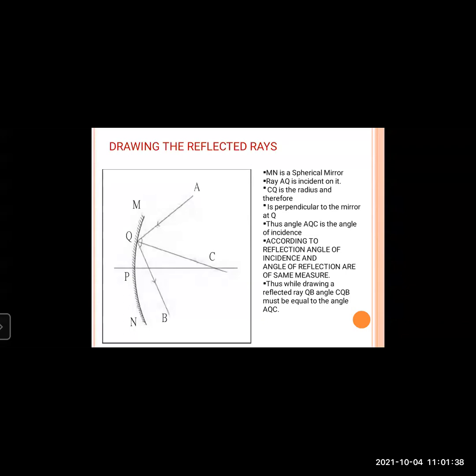Incident ray, reflected ray, then the angle AQC is the angle of incidence. According to reflection, the angle of incidence and the angle of reflection are of the same measure. This we have studied, that the angle of reflection and the angle of incidence are both the same. They are congruent, they are equal. Thus, while drawing a reflected ray QB, angle CQB must be equal to the angle AQC.